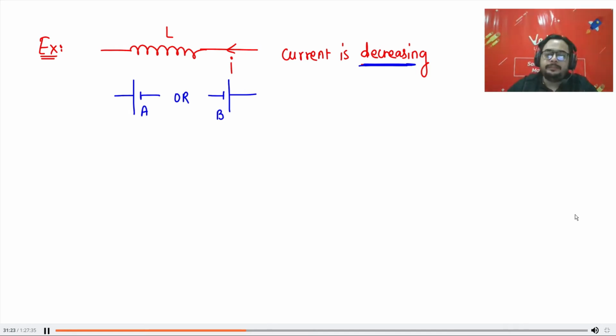Yes, Nishant. Okay, so the correct answer for this is A. And the wrong answer for this is B. This is correct and this is wrong. Why? Because current is towards left and it is decreasing. You want to increase the current towards left. That can only happen if you make a battery like this. If you make a battery like this, it will further decrease the current. So according to Lenz's law, you should support it this time. Is that clear to everyone?